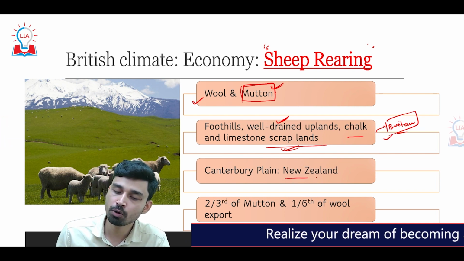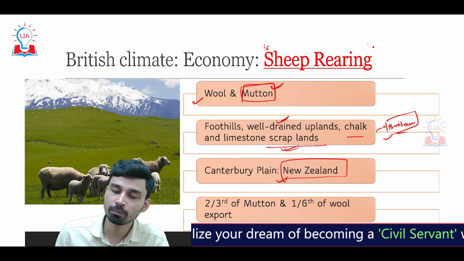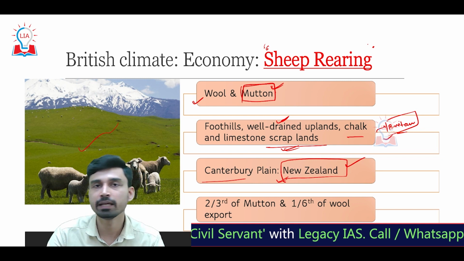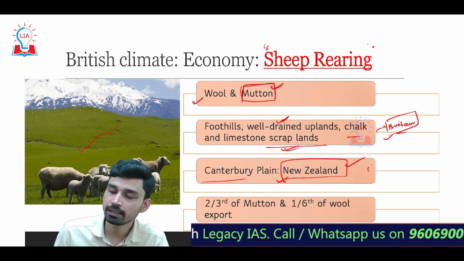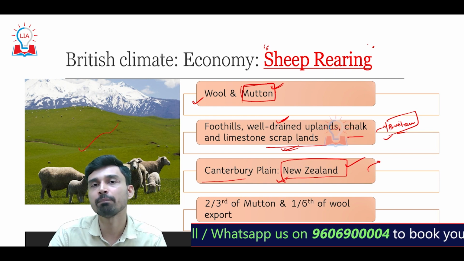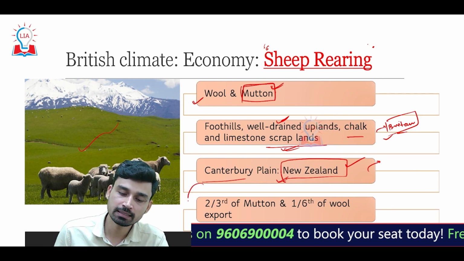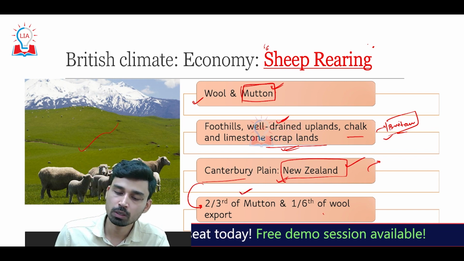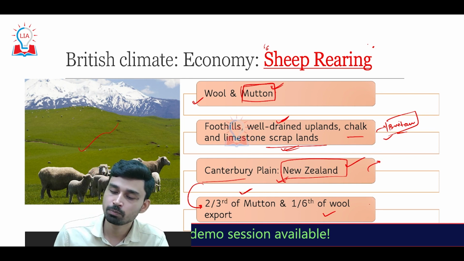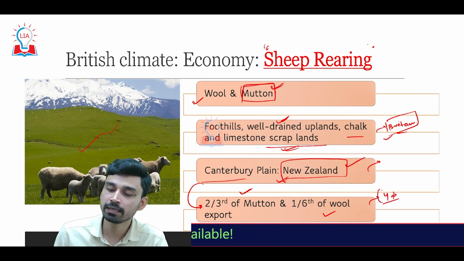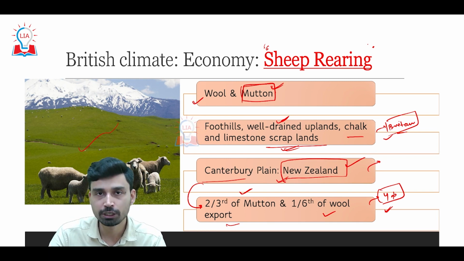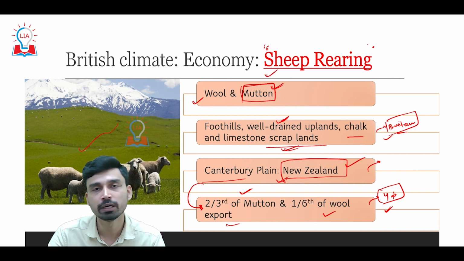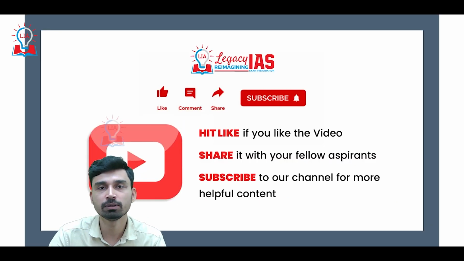On the other hand, the second most important country where this is one of the most important economic occupations is New Zealand, and it is the Canterbury Plains of New Zealand where a large number of people are engaged in sheep rearing, and it is believed that New Zealand has the highest number of sheep per capita of population. We can see this evident from this particular data that New Zealand supplies two-thirds of mutton and one-sixth of wool exports to the world, despite having only 4% of the global sheep population. So that is why you can understand how intensive an activity such as sheep rearing is in the British type of climate. So that is all about this particular type of climate.